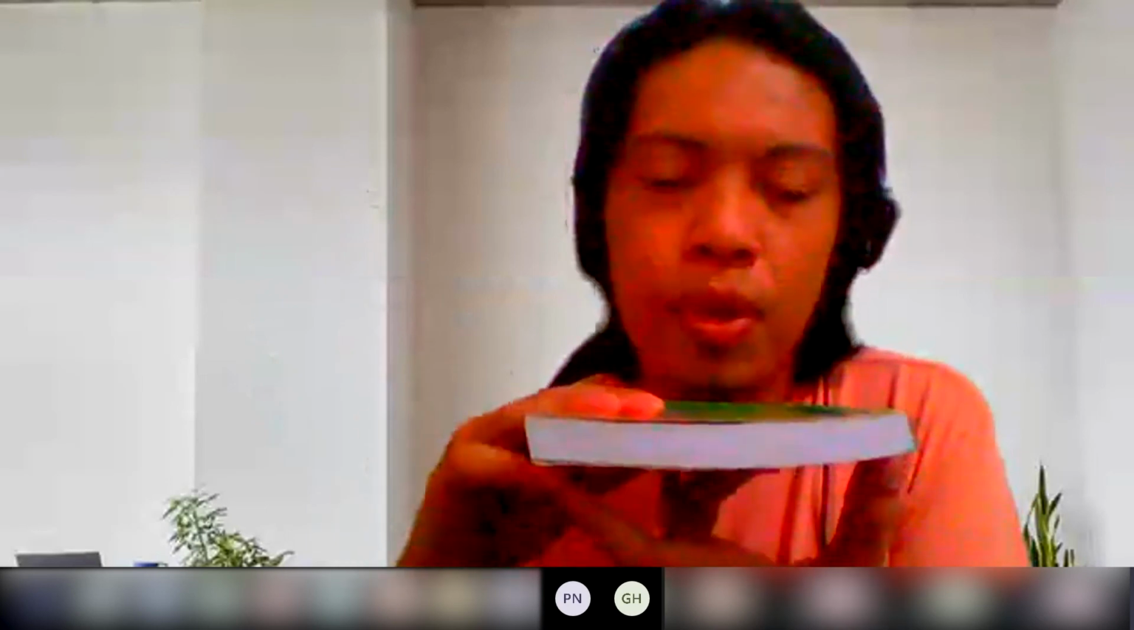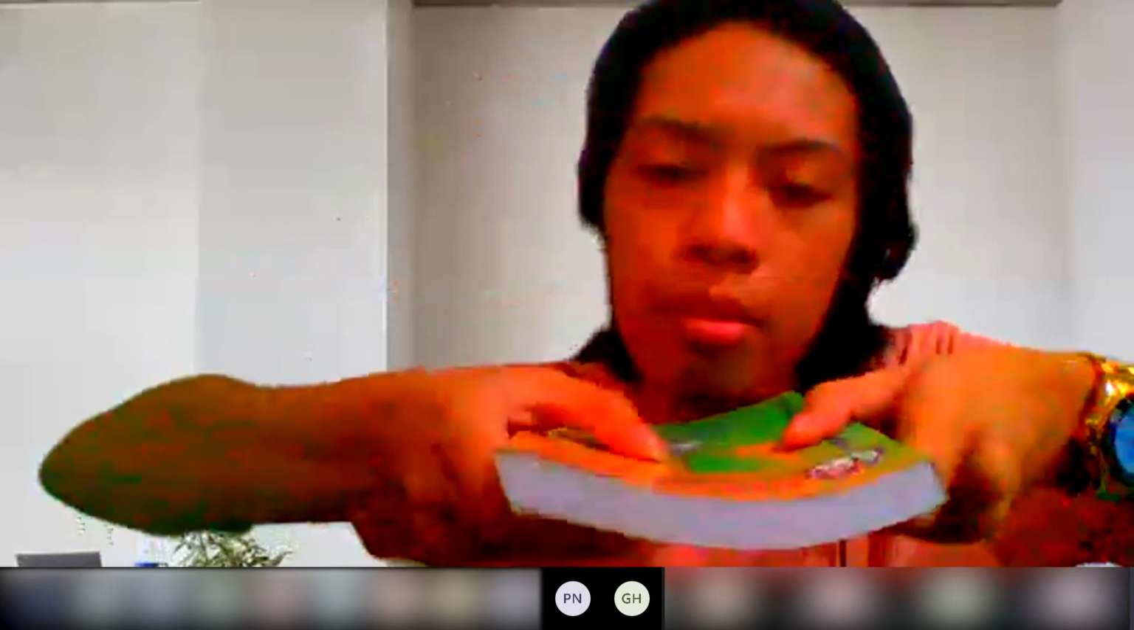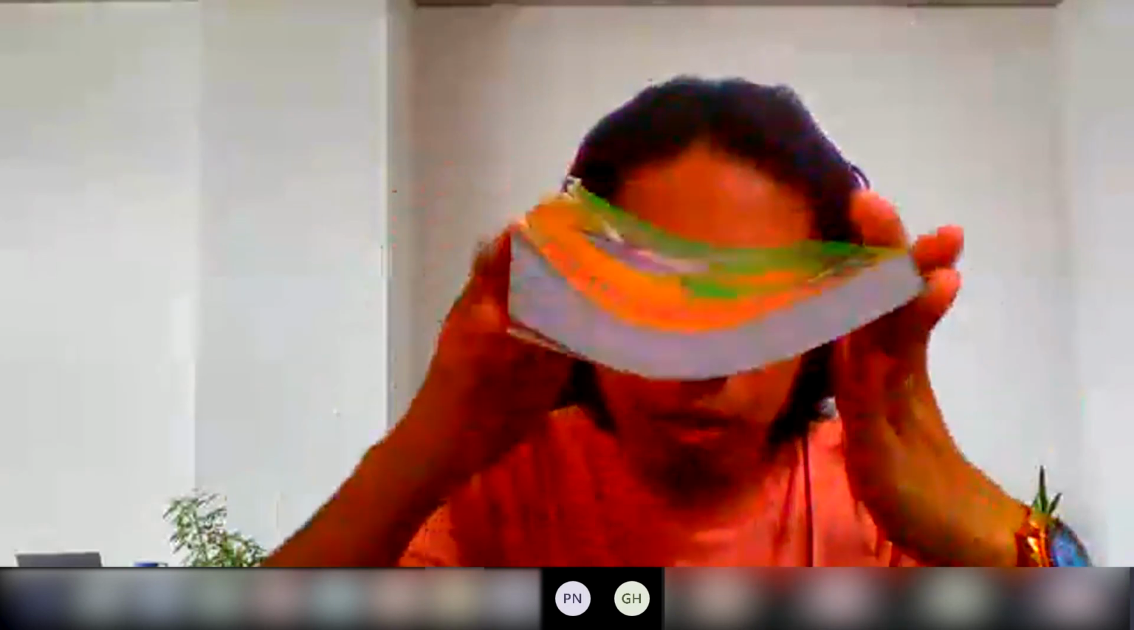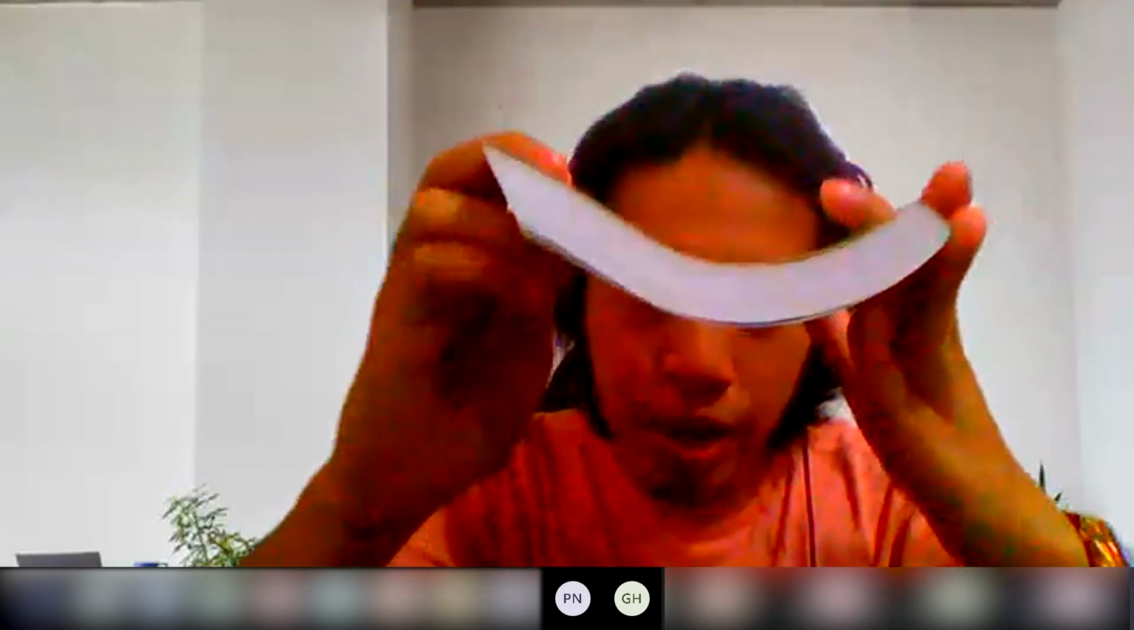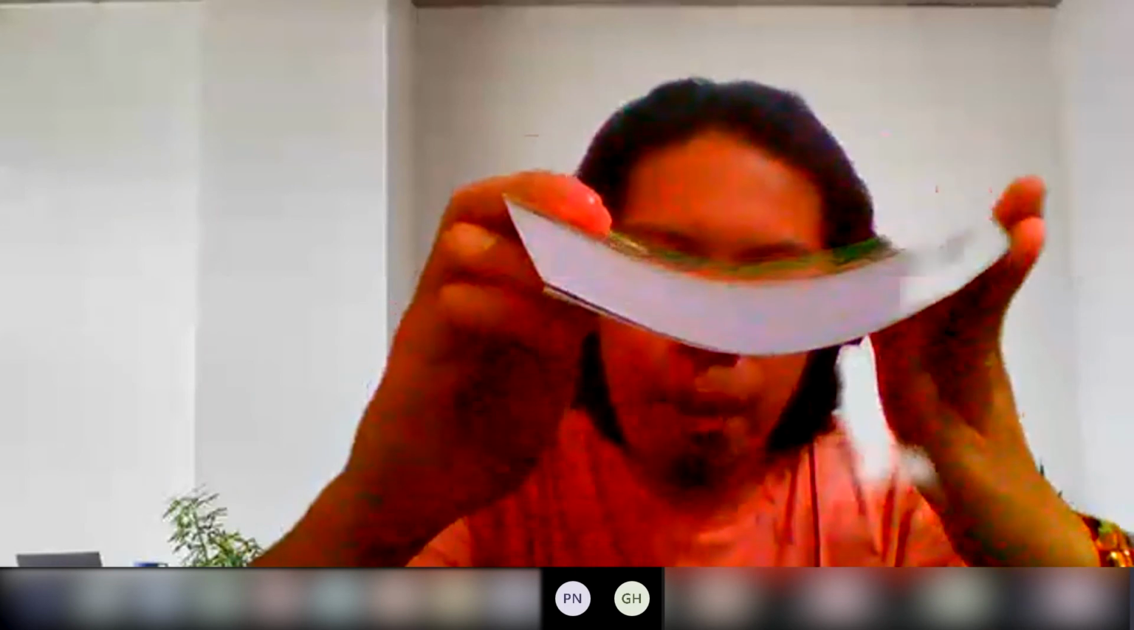Now, if the beam is subjected to a force, usually the force on the beam is along the y-axis. So when subjected to a force, it tends to bend like this. Do you see it bending? Yes. Okay. When we analyze a beam, we treat it as if it is like this book.